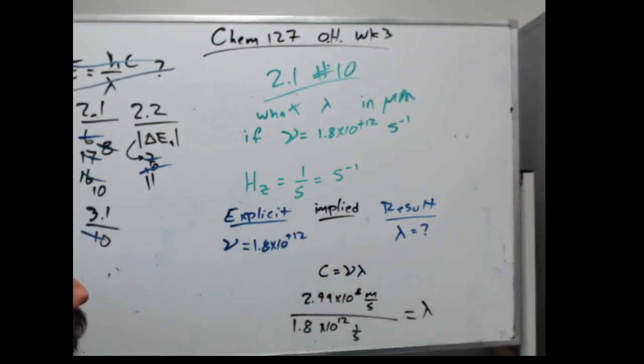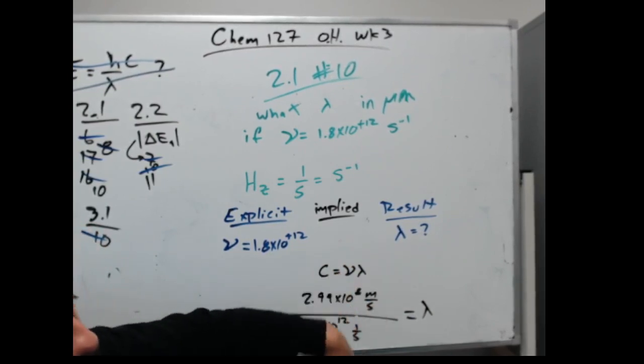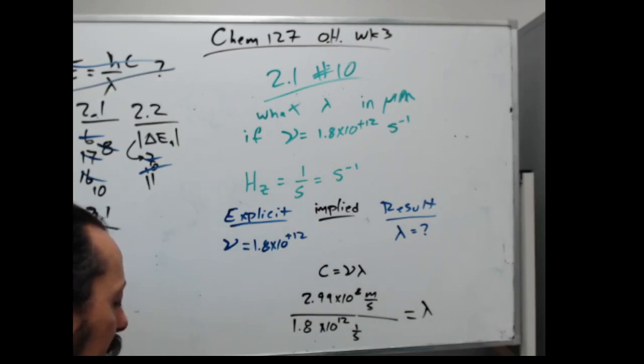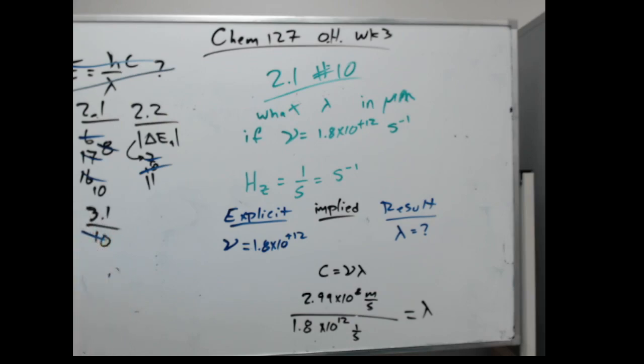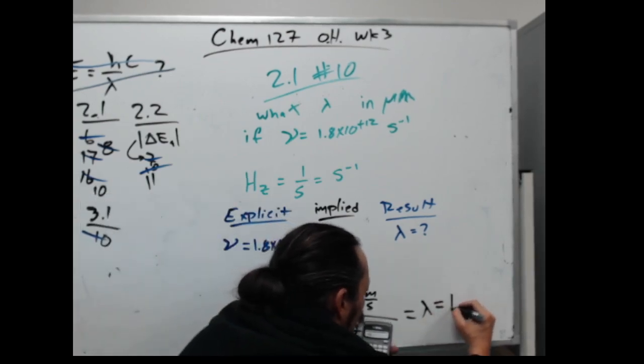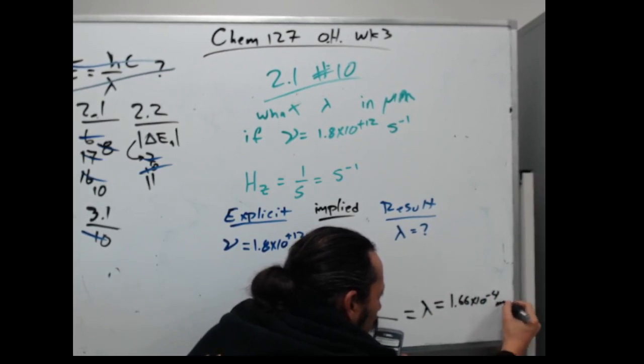Right, so notice meters per second divided by 1/2. My inverse seconds is going to cancel. I'm going to get something in units of meters. I'm expecting an answer on the order of 10 to the -6 because it asks for it in micrometers. So I do 2.99 times 10 to the 8th divided by 1.8 times 10 to the 12th. Actually, that's pretty close. And I get a value of 1.66 times 10 to the -4 meters.